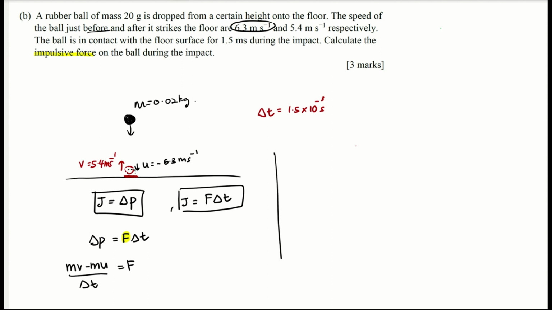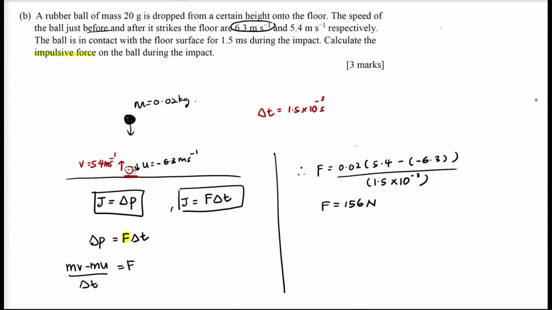So akhir sekali, therefore F is equal to, the mass is 0.02, velocity V is 5.4 minus negative 6.3. Okay, U dia negatif tadi kan. So delta T is 1.5 times 10 power of negative 3. Okay, so bila kita kira dekat situ, F is equal to 156 Newton. Alright, so finish question number 3.